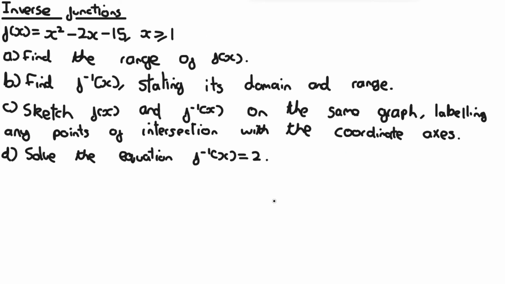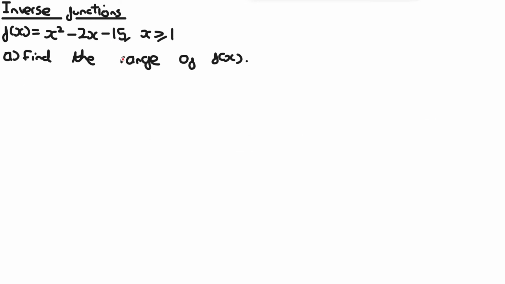So here's an example question involving inverses and finding an inverse. For part A, we need to find the range of f(x), and f(x) is a quadratic. If you look at what a quadratic looks like, this is a positive quadratic. Remember, it has a positive coefficient. It has no upper range because it just keeps going up forever, but it does have a lower range at this minimum point here.